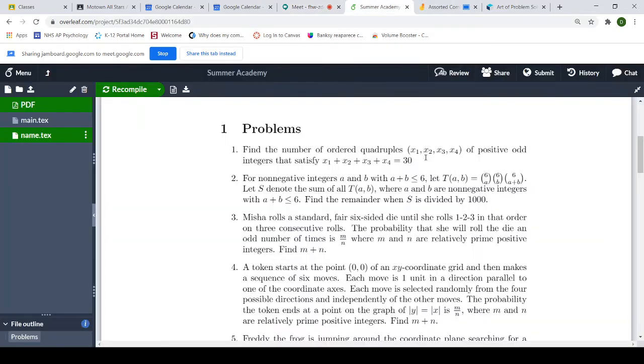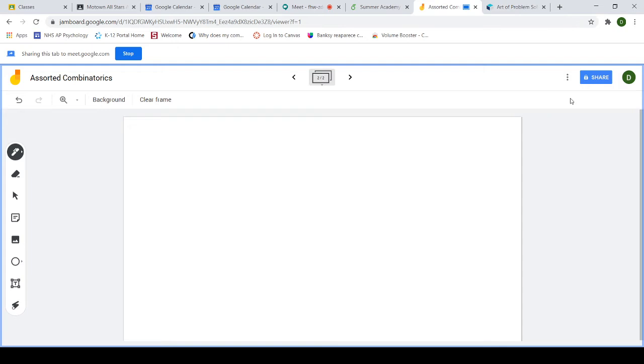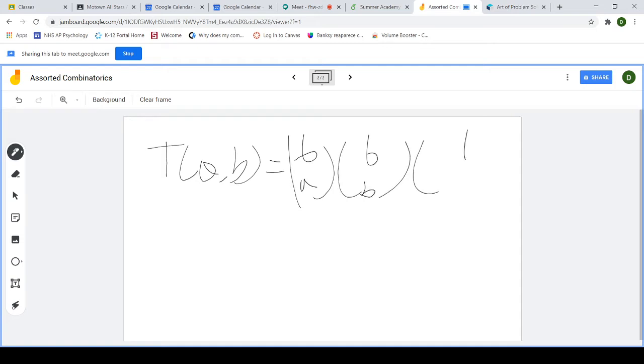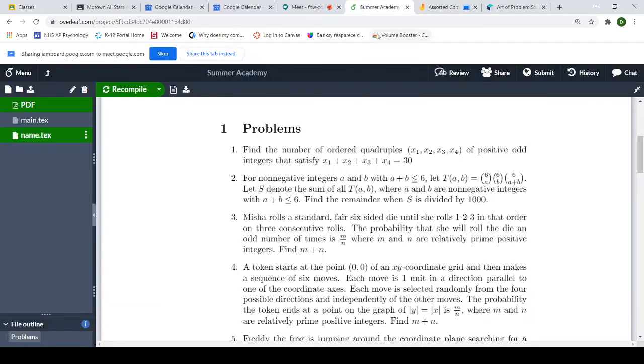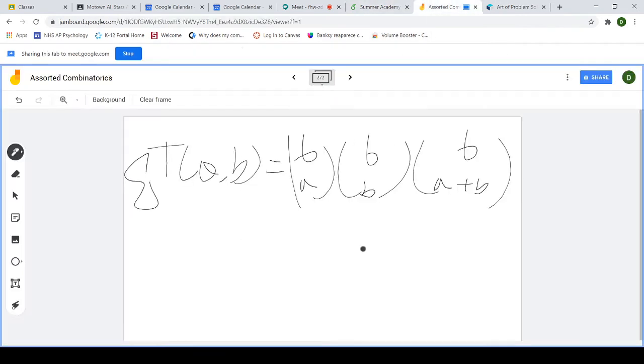Problem 2 is a more complex application of this idea. For non-negative integers a and b, where a plus b is at most 6, let t of a comma b equal 6 choose a, 6 choose b, and 6 choose a plus b. Then we sum this over all possible values of a and b, and then we just want to find the sum of t of a comma b over all possible values of a and b, and then take it mod 1000.